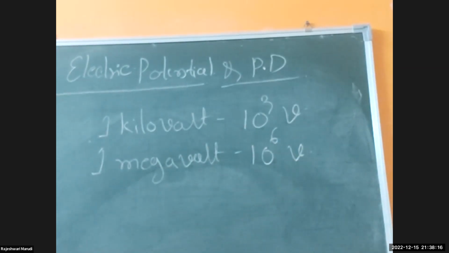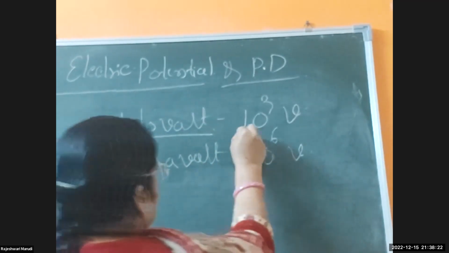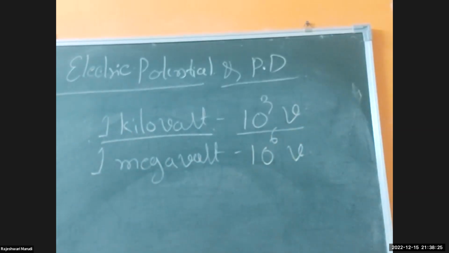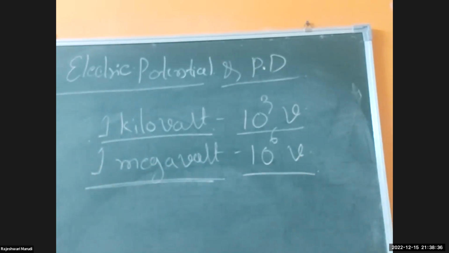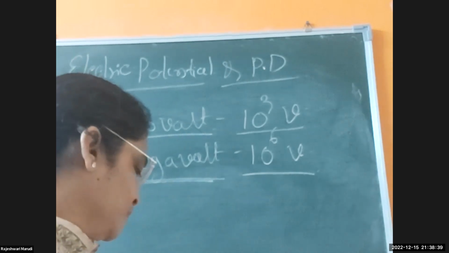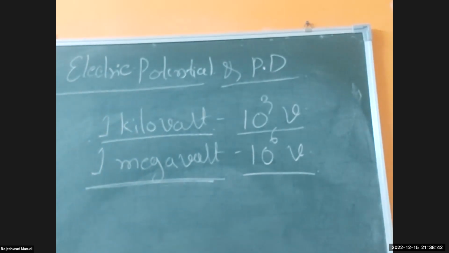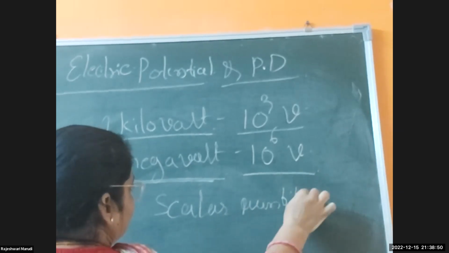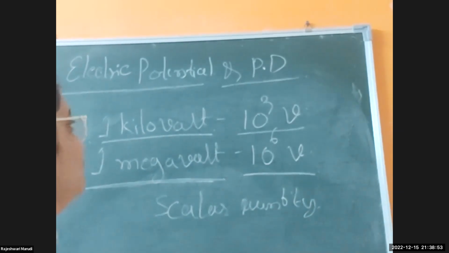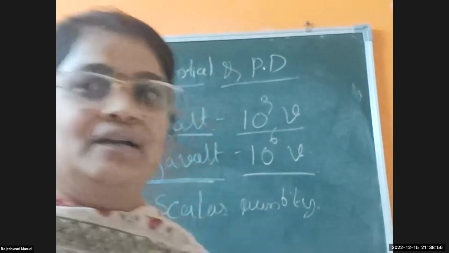Okay, so the larger units to measure the electric potential are 1 kilovolt, which equals 10 to the power of 3 volts, and 1 megavolt, another unit used for measuring larger potential, which is 10 to the power of 6 volts. Got it? Okay, understood. And here the electric potential is a scalar quantity. So which type of quantity? It's a scalar quantity. Okay, so now have you understood what electric potential is, everyone?